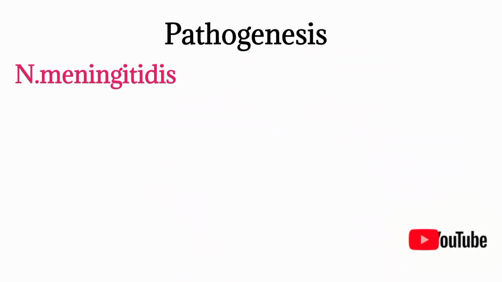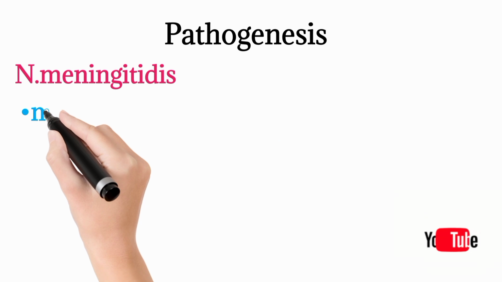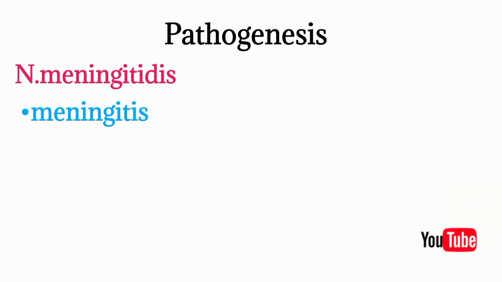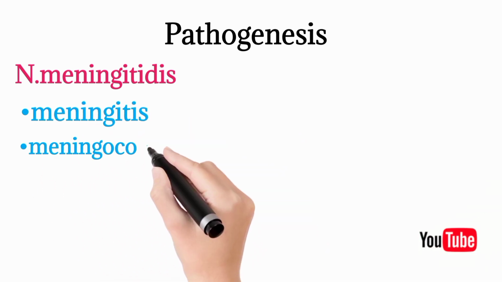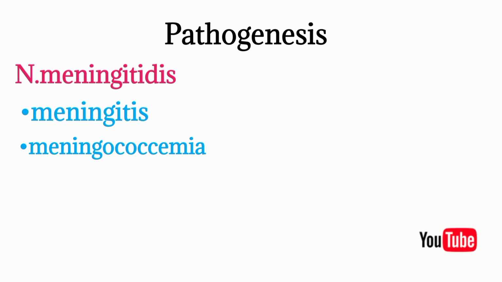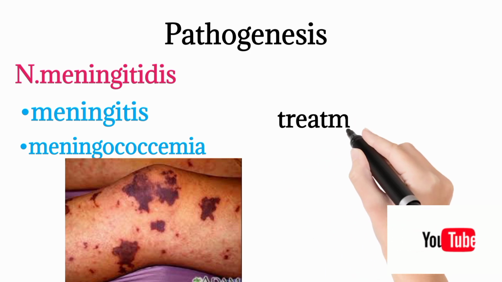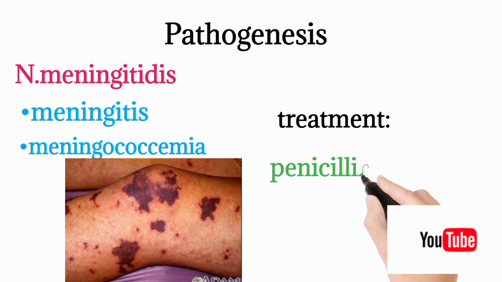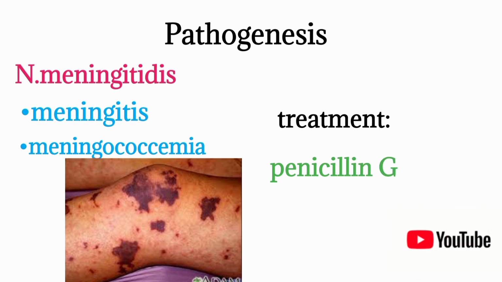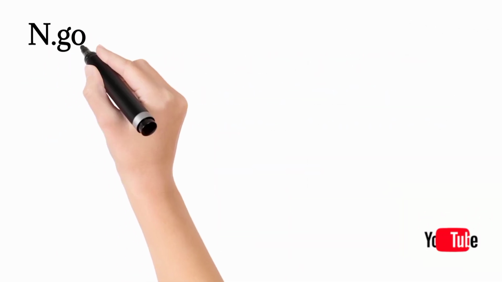Then we will discuss the pathogenesis, first for Neisseria meningitidis. As we already discussed, it causes two diseases. One is meningitis, which affects the brain layers, and second is meningococcemia, when the infection spreads into the bloodstream. It can affect vital organs, and it typically causes skin rashes in the form of blue spots, as you can see in the figure. The important treatment for Neisseria meningitidis infection is penicillin G, because they do not produce beta-lactamases, so penicillin can act against them.